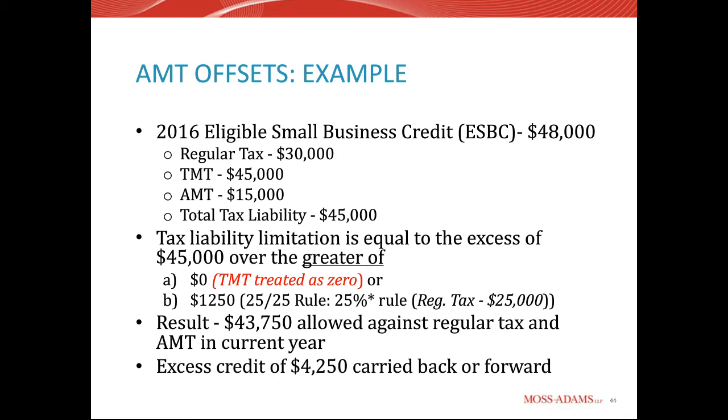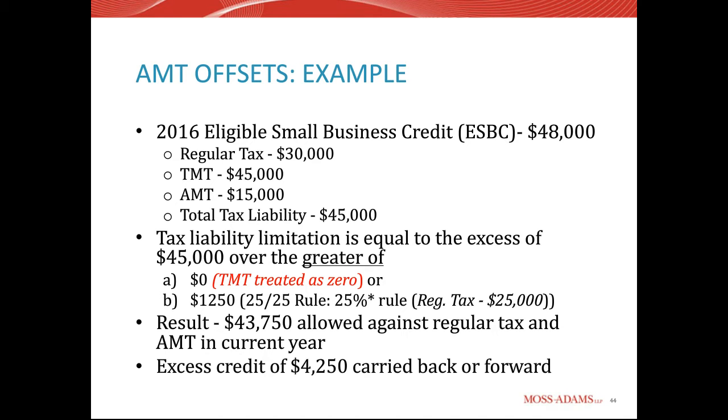So under the eligible small business credit rules, you would be able to use $45,000 over the greater of zero, which because tentative minimum tax would be treated as zero, or there's a second limitation, which is known as the 25-25 rule. 25% of the tax over $25,000. So the result here is that the usable credit would be $43,750.